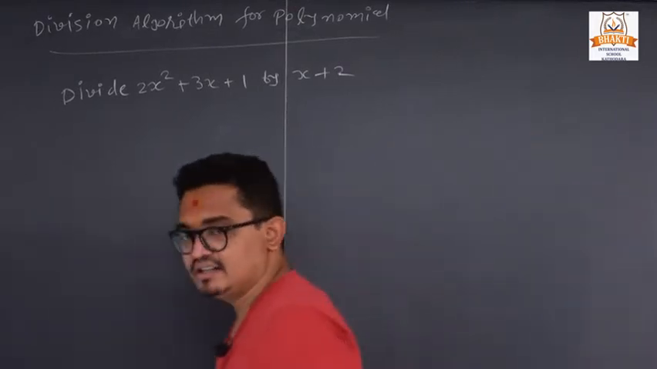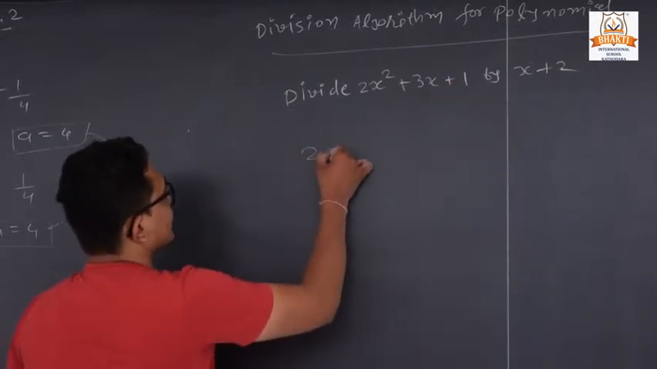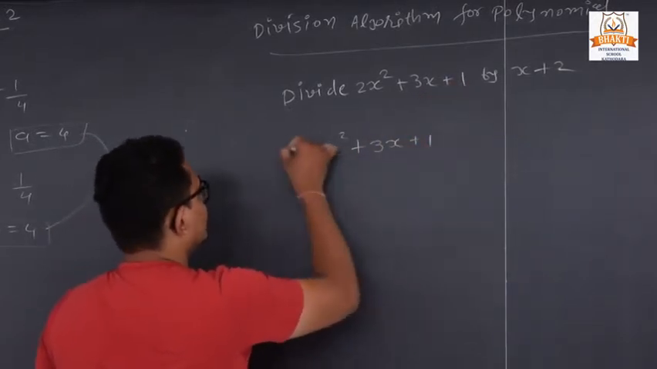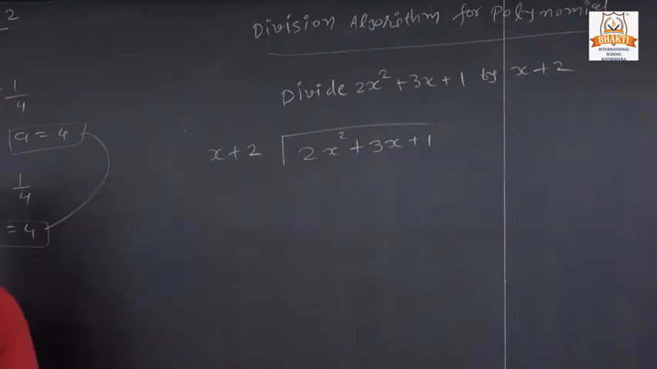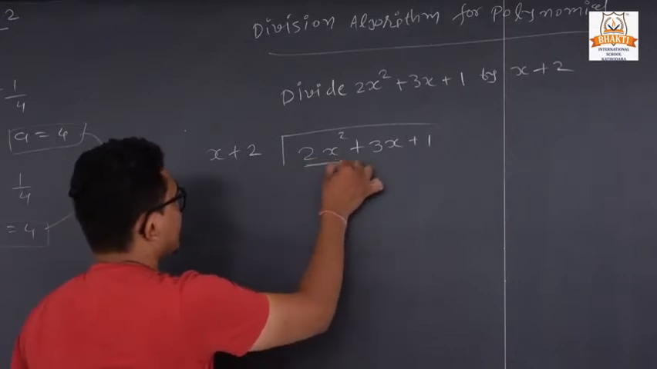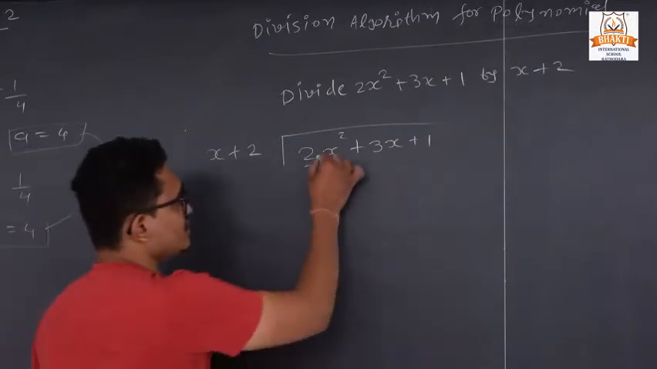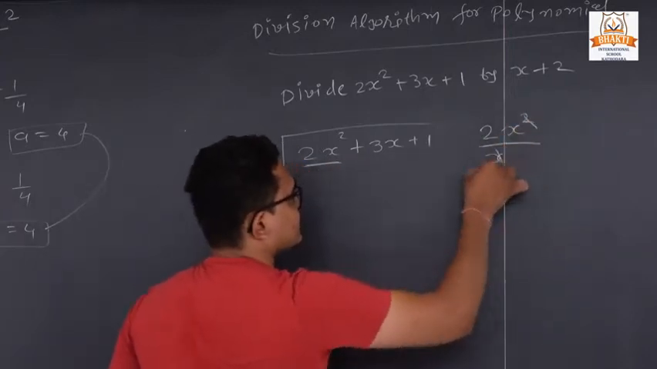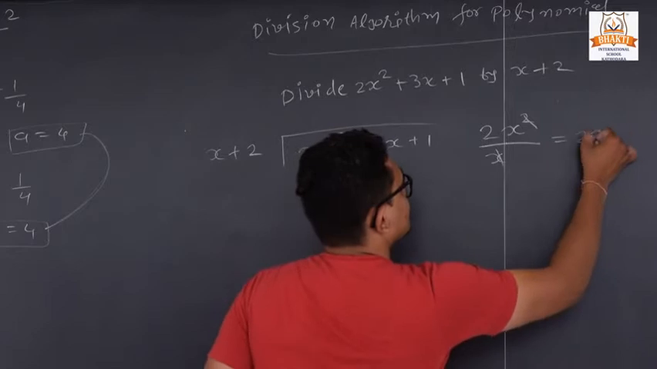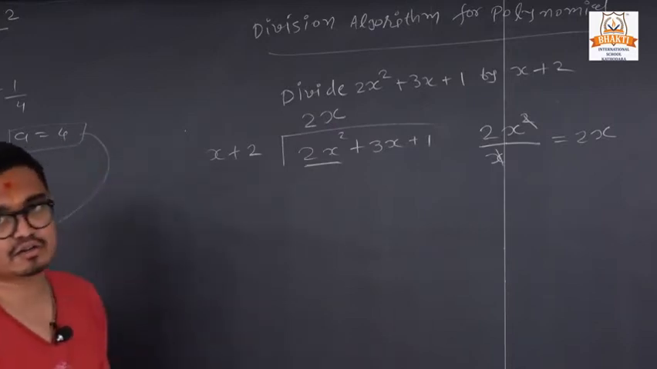So here see what the question is. Divide 2x square plus 3x plus 1 by x plus 2. So here we can write it like that, and it is divided by x plus 2. Now first of all we take the first term of the dividend and the first term of the divisor. So here 2x square is divided by x. So x cancels with x, and the answer is 2x. So here we put 2x as our quotient.